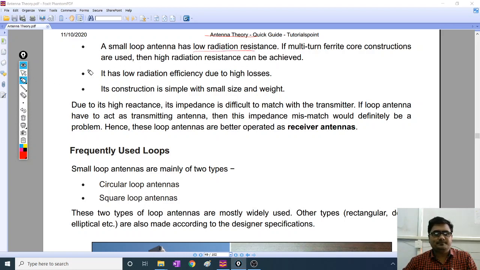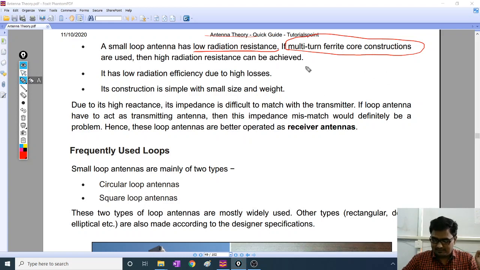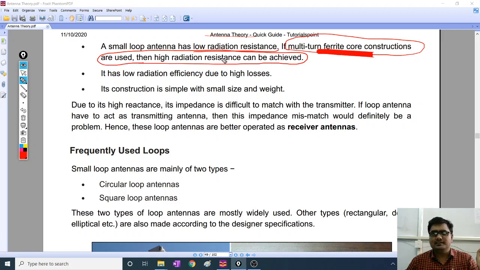Look at this, at the transmitter we never connect them. So what is the material which is used? It is multi-turn ferrite core construction generally. I am even showing one photograph also. Okay, first we will check what the materials are. So it is a ferrite core material, and high radiation resistance can be achieved. If you change the material, you can achieve higher radiation resistance.